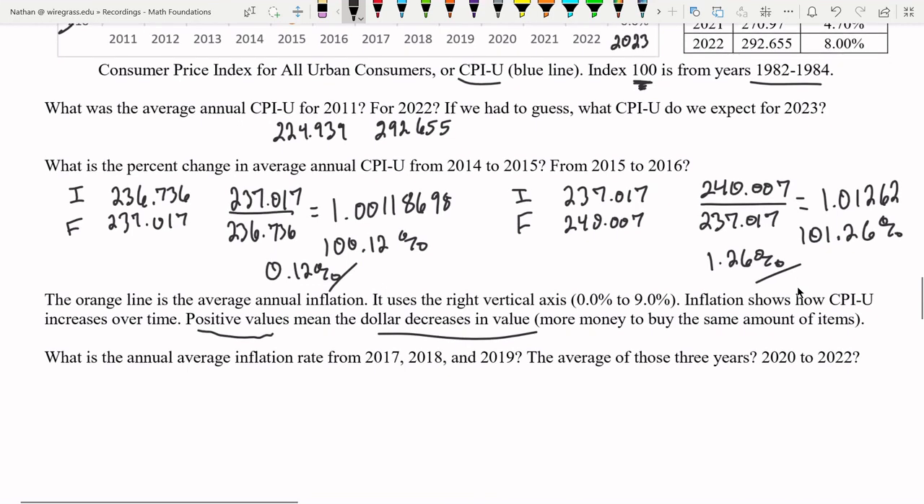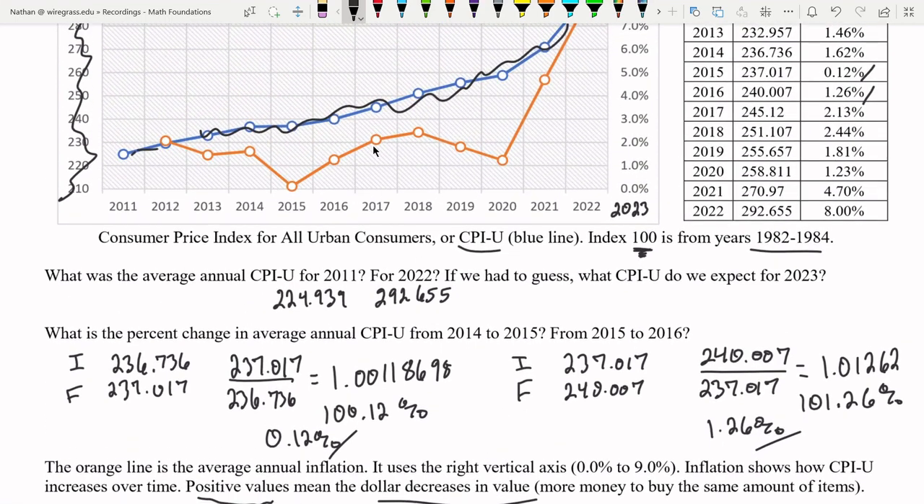Okay, what is the annual average inflation rate from 2017, 2018, and 2019? So we can just look at here, 2017. This looks to be just above 2.0, maybe 2.1. 2018 looks to be maybe 2.4. And 2019 looks to be just below that, so maybe 1.8. Of course, we can actually just read the data table here. We have 2.13%, 2.44%, and 1.81% for those percent changes.